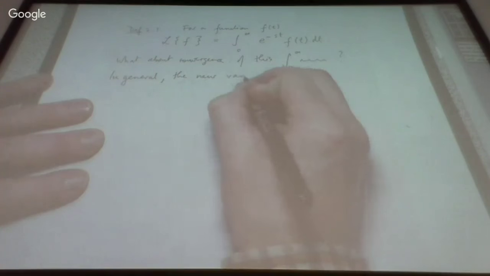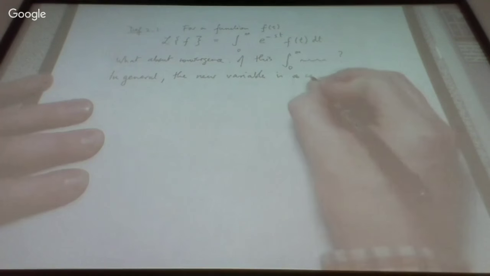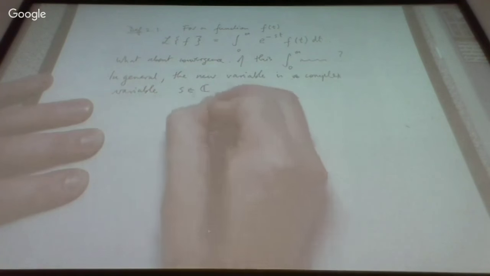In general, the new variable s is complex. It's a complex variable s. We generally think of the function t as a time-like variable, just being a real variable for the original function f. But the variable that appears in the Laplace transform is s. In general, this can be a complex variable.